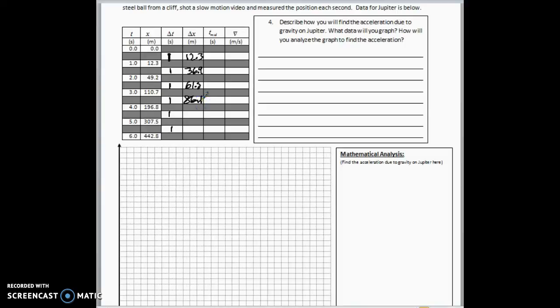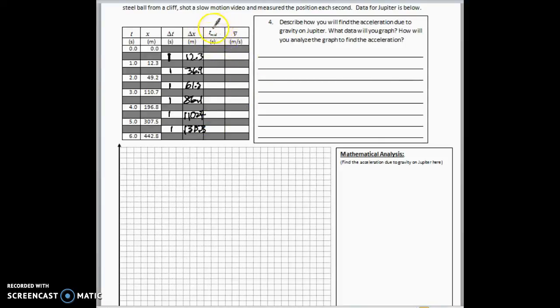Okay, it's a little bit tough to see. I'll write it bigger in a moment, but I'll say it aloud so you can hear. 307.5 minus 196.8 is 110.7. Okay. And finally, 442.8 minus 307.5 is 135.3.